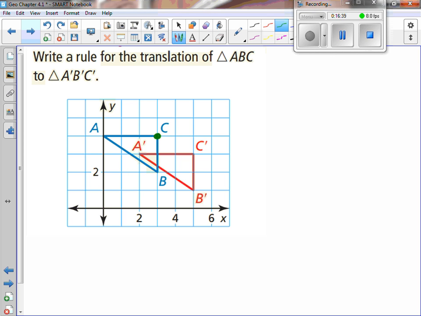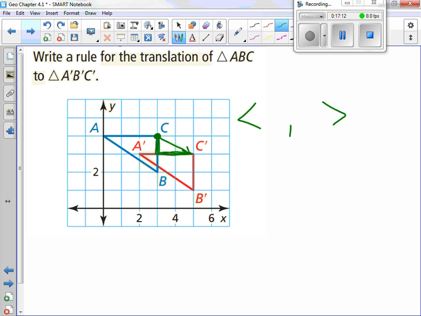So again, we can look at any of these points, but I'm looking for A, B, and C. I'm not looking for the one that has the prime, because prime is the new spot. So we're trying to see how it goes from C to C prime. And we're going to write it as a vector. Now, how far did it go to the left or to the right? 2. Since it went to the right, the 2 would be positive. How far did it go up or down? It'd be negative 1 because we went down. That's it.